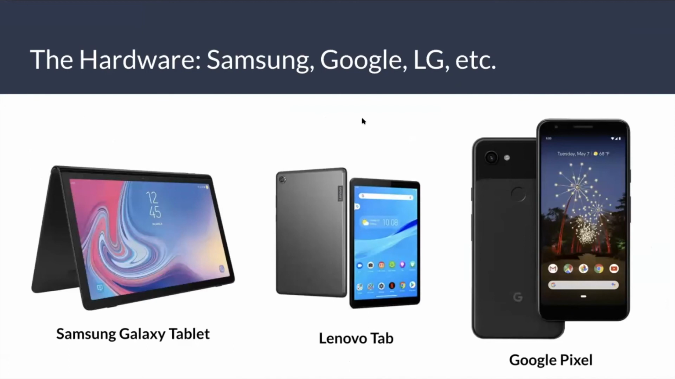Here are some of the options for Samsung, Google, and LG. So here's the Samsung Galaxy tablet here. Then there's also the Lenovo tablet and even a Google Pixel phone here. So these are all examples of the Android devices. And as you can see, again, there are many more differences between these devices than there are between the Apple ones that are available.